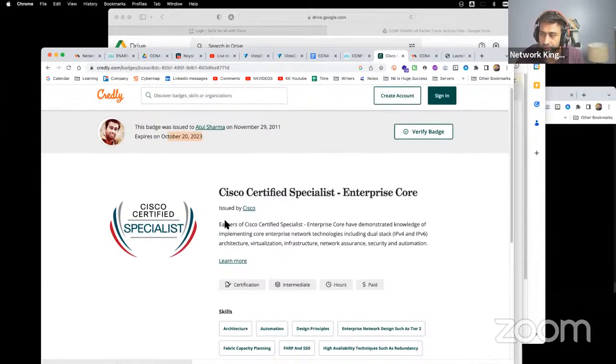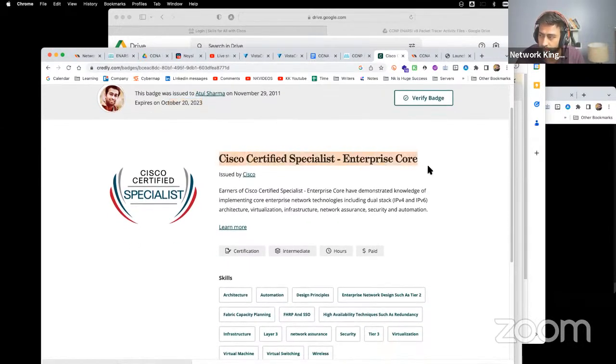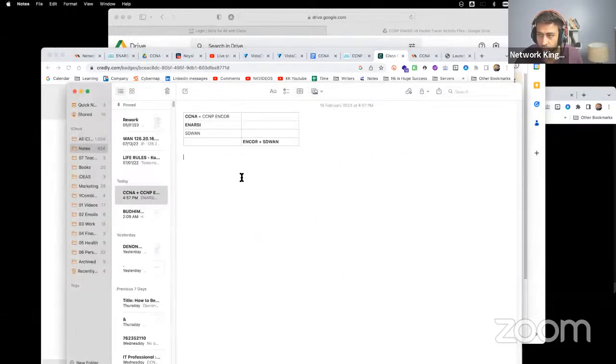So the first point: when you clear your ENCOR, you will get this certification, which is called Cisco Certified Specialist. So once you clear this ENCOR module, you become what? Let me write here: Cisco Certified Specialist, Enterprise Core. Clear, everyone? Yes.